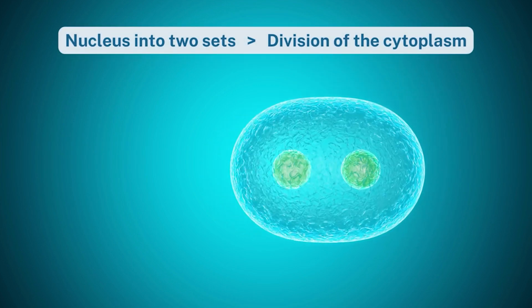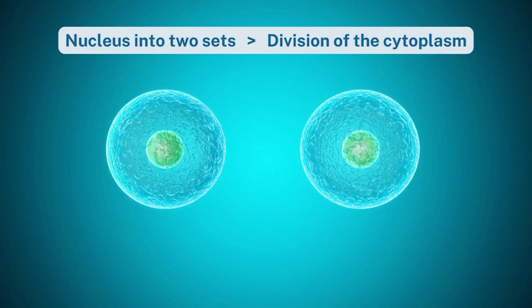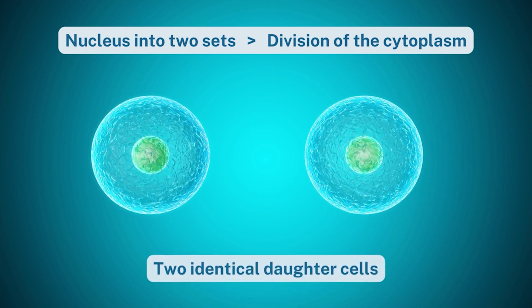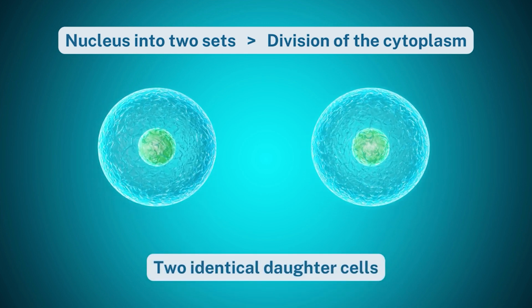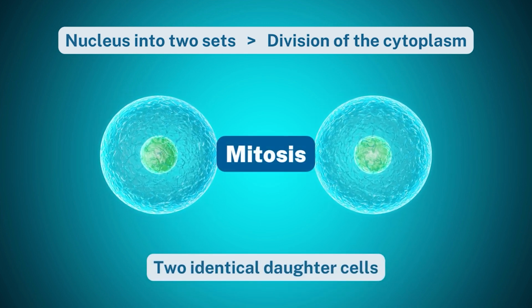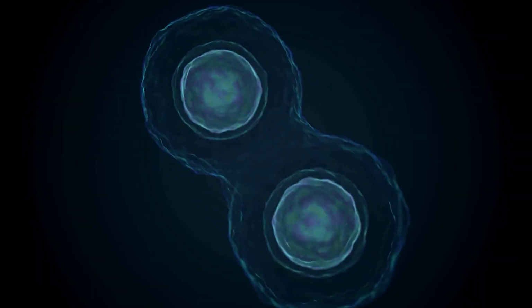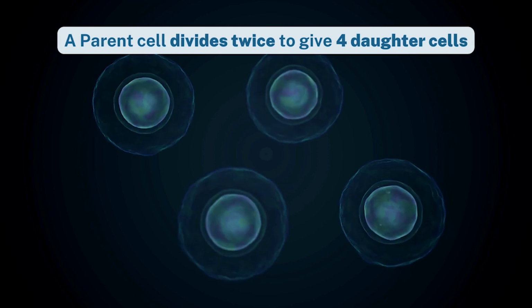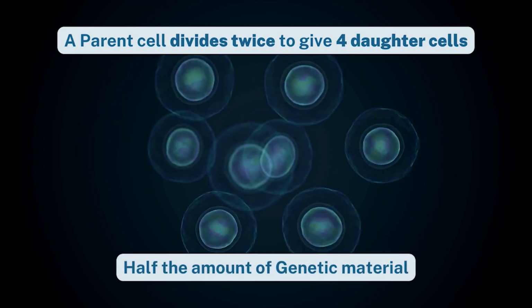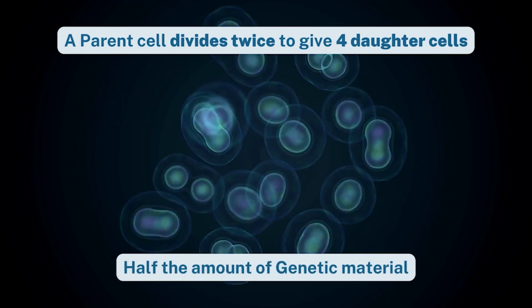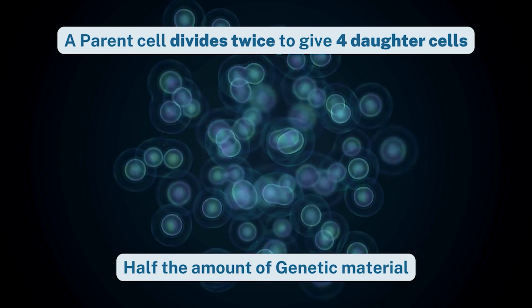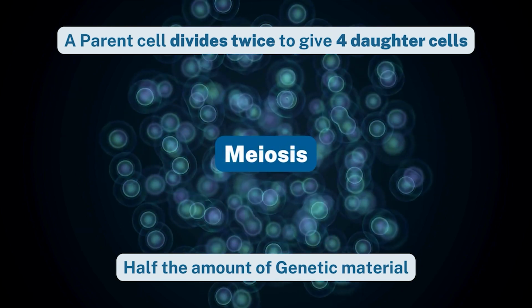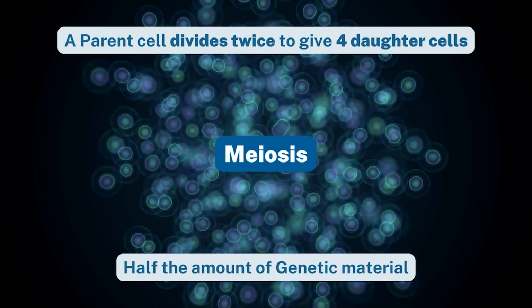The cell first divides the nucleus into 2 sets, followed by the division of the cytoplasm. This gives rise to 2 identical daughter cells, and this process of cell division is called mitosis. Similarly, if instead of once, a parent cell divides twice to give 4 daughter cells, each with half the amount of genetic material compared to the parent cells, this type of division is called meiosis, which is useful in the production of gametes.